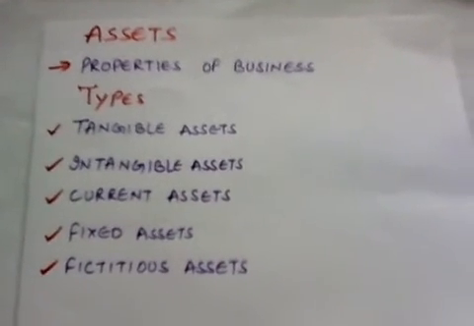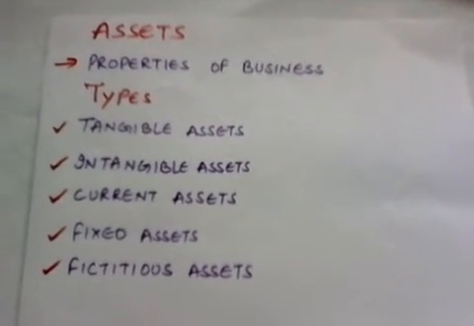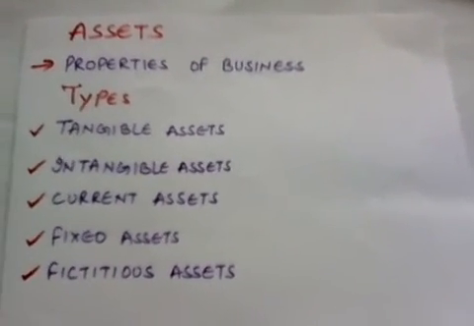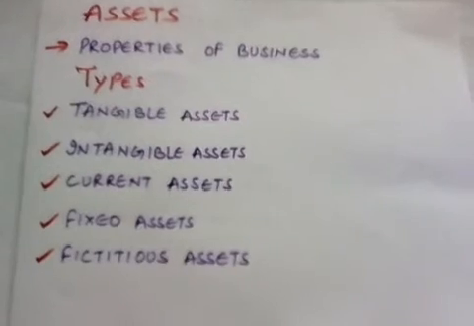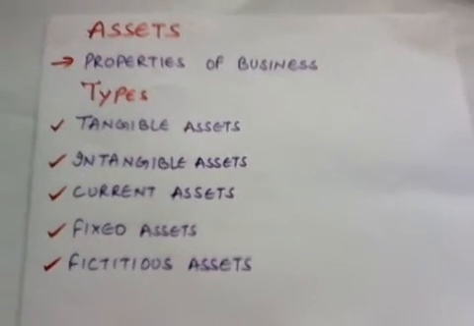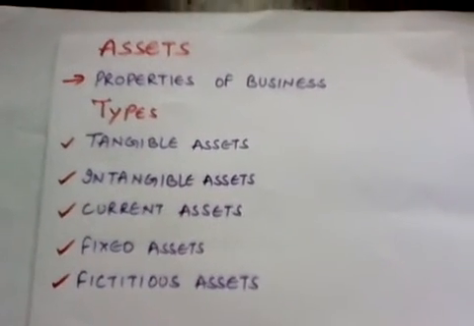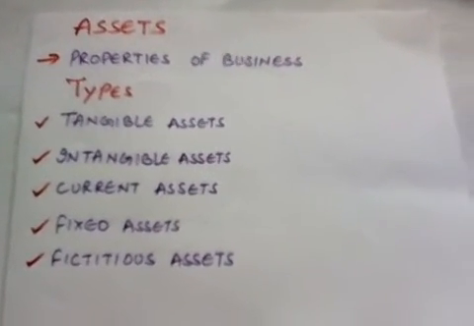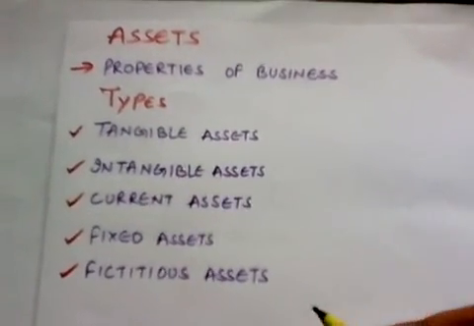Current assets are the assets which can be convertible into cash within a year. It includes your cash, your liquid assets, etc. Fixed assets are long-term assets which you can use for a long time, like your land and building, your plant and machinery. These are all your fixed assets, long-term assets. Fictitious assets are the assets which do not have any market value, right? And in accounts we will use fictitious assets in very small amounts. Fictitious assets can be ignored, right?